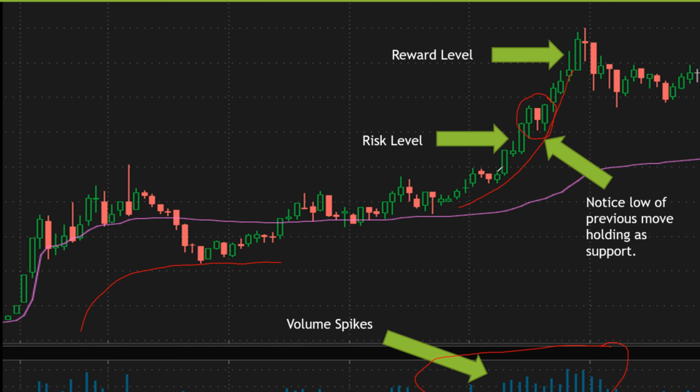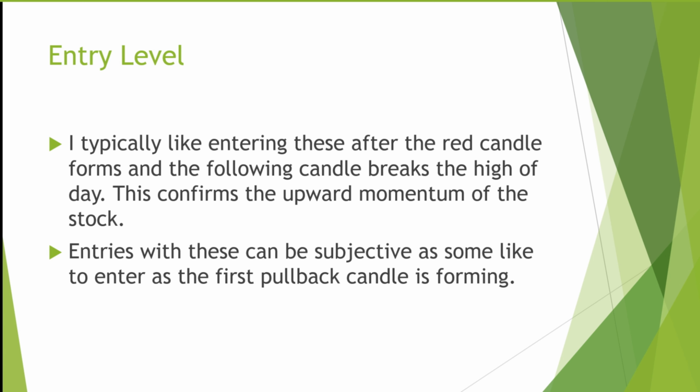If those three conditions are there, that's when it's going to work the best. I typically like entering these after the red candle forms and the following candle breaks the high of the day. This confirms the upward momentum of the stock, and it ultimately makes sense why we would attack parabolic moves with this type of play.